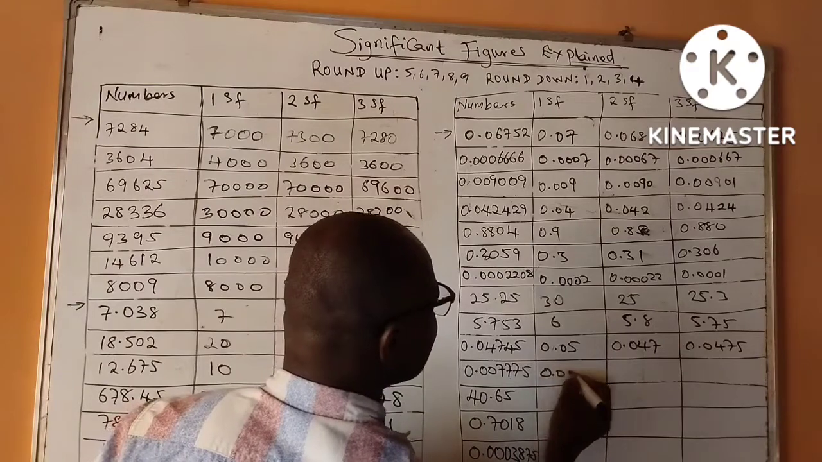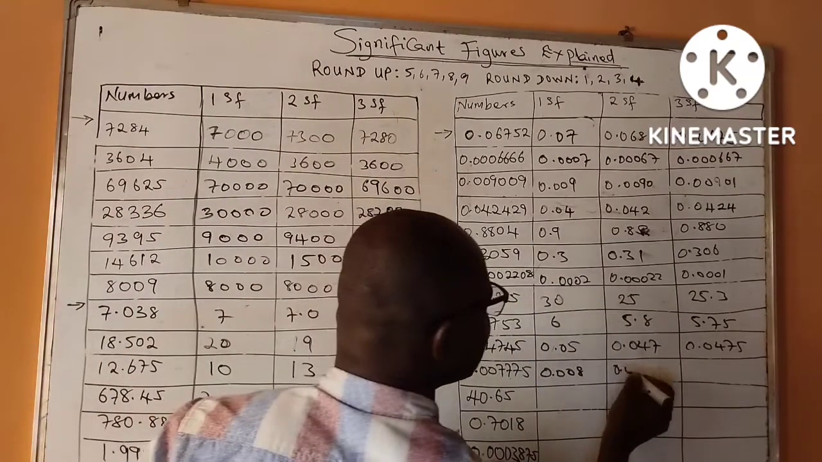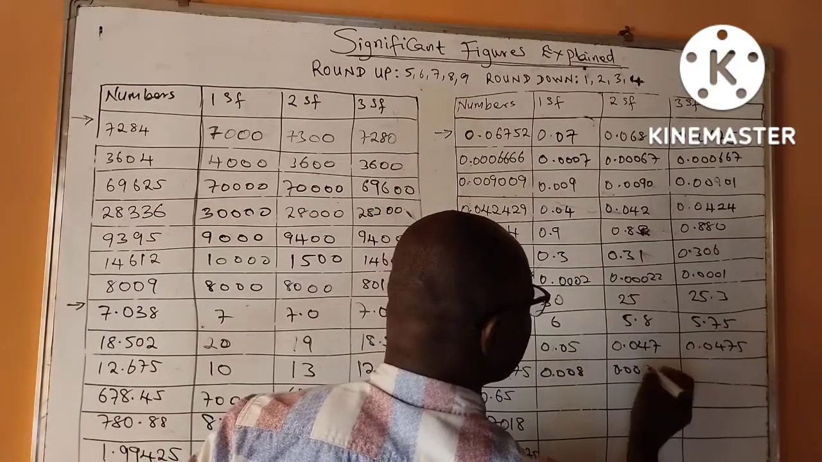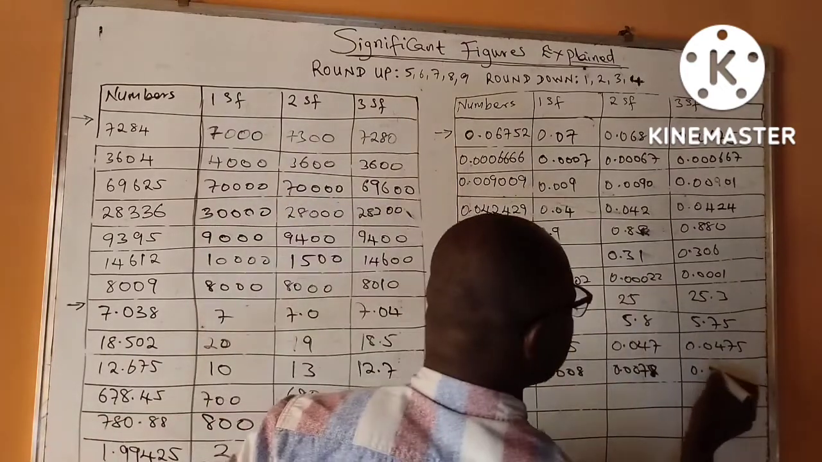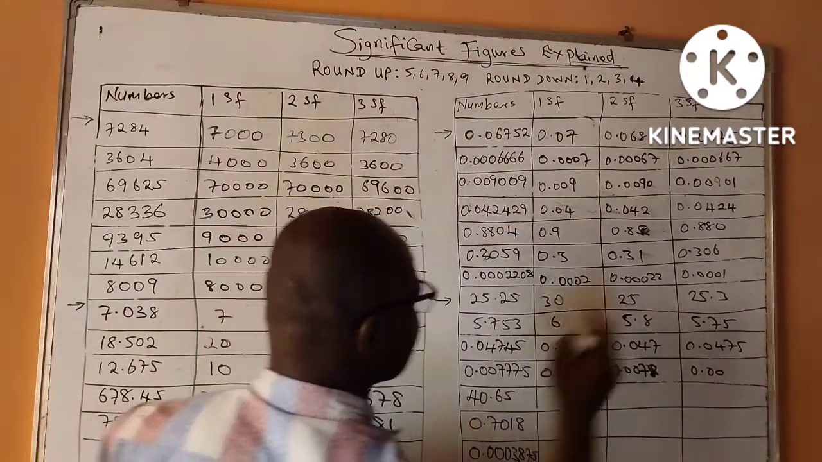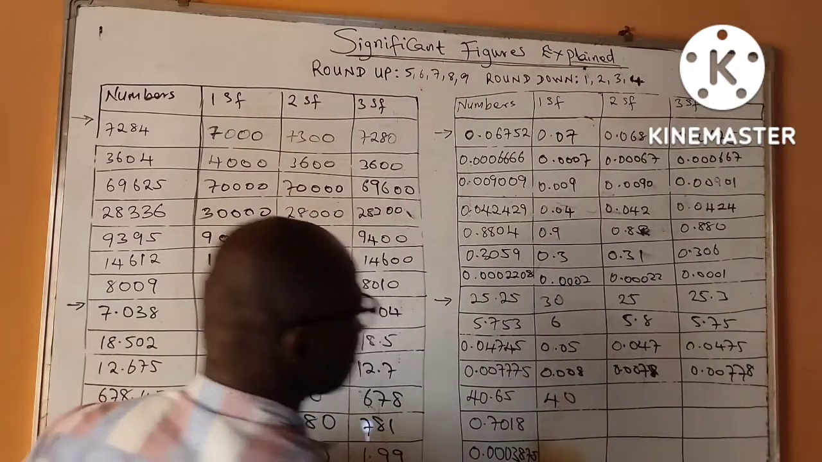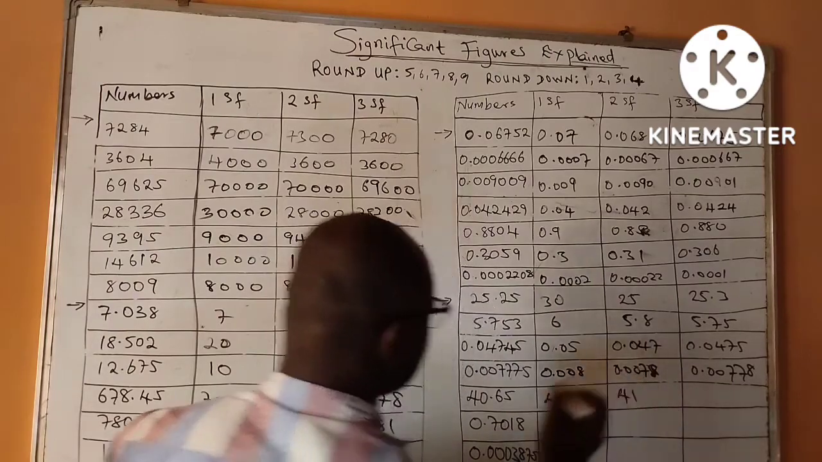Next, 0.00. Then I count 1, 8. Rounding up. 0.00, I count 1, 2, then 7, 8. Next, I count 0.00, then I count 1, 2, 3, 7, 7, 8. Here, I have 40. Answer. Here, I have 41.